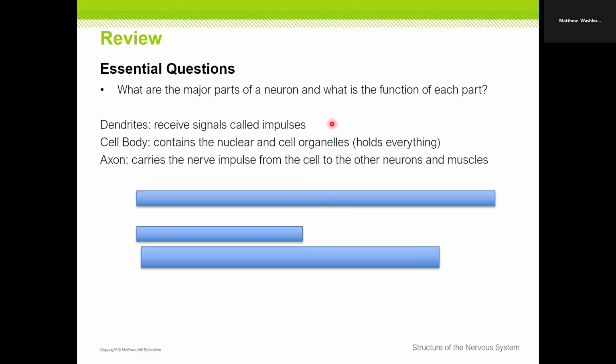The dendrite receives the signals that are called impulses. The cell body contains your nucleus and your cell organelles. And the axon is what carries that nerve impulse from the cell to the other neurons and muscles.